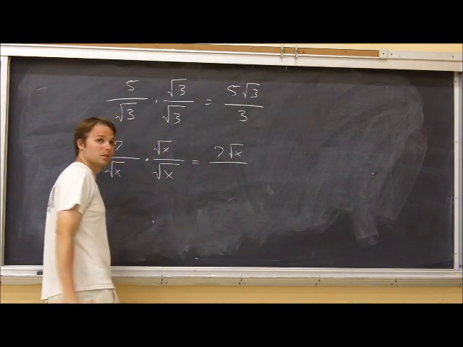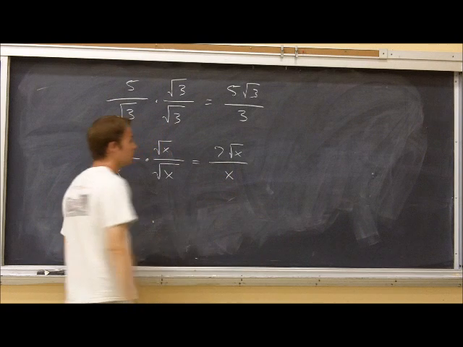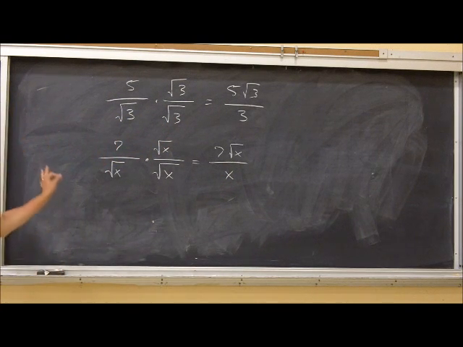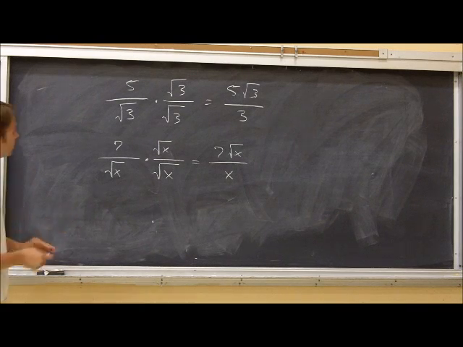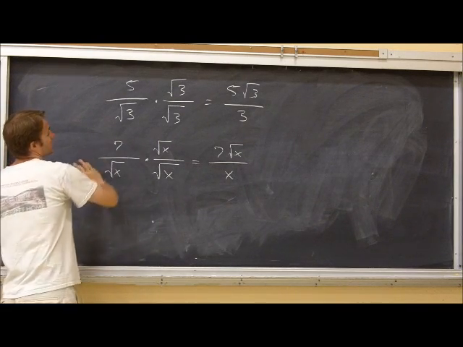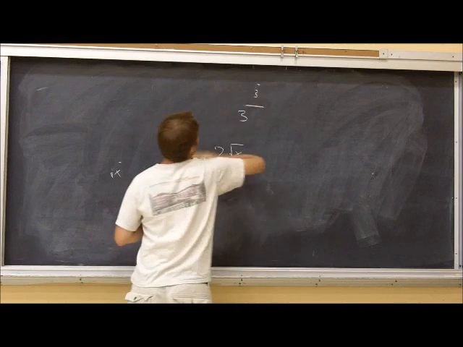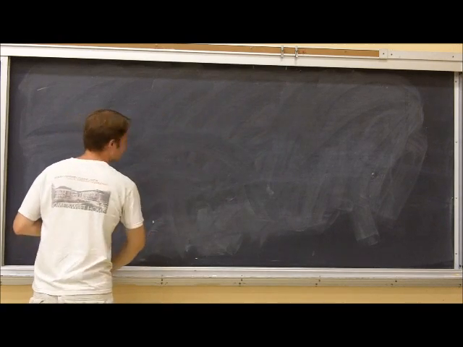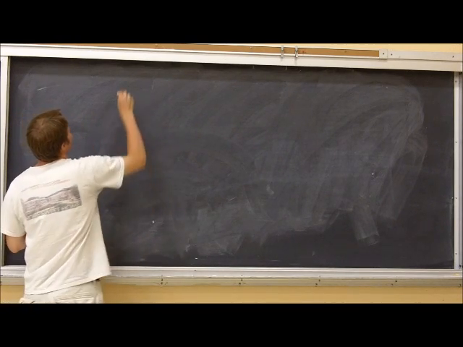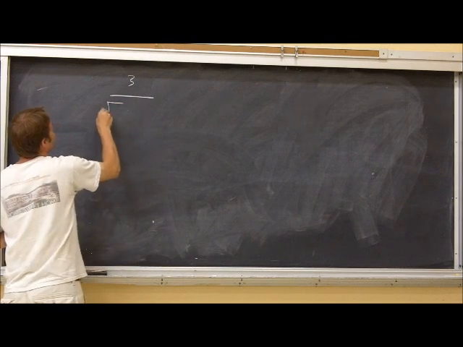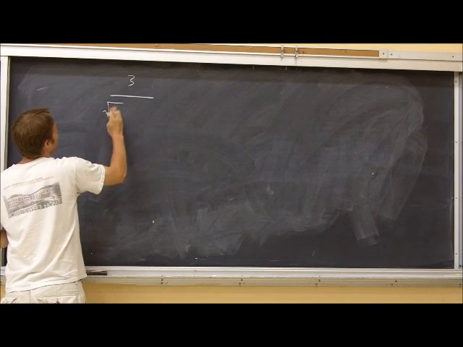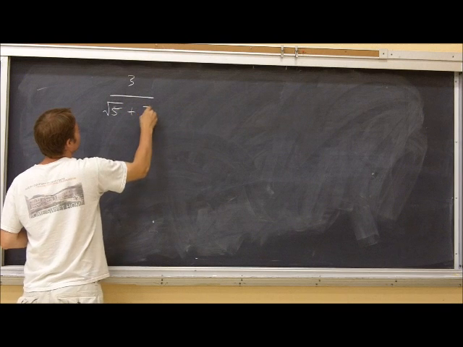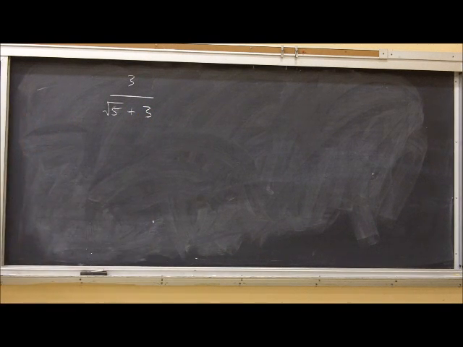I end up with 7 square root of x all over just x. And that's how we would rationalize an expression like this. Now, the reason that conjugates come into play in rationalizing a denominator is if we have something like this. What if I had this expression? So 3 over the square root of 5 plus 3, all in the denominator.